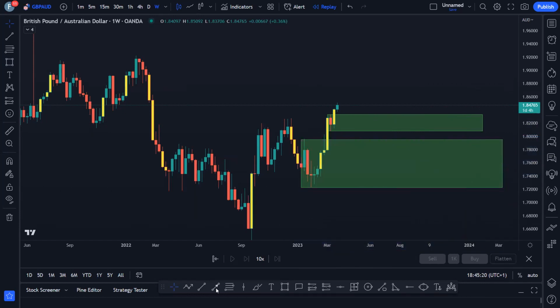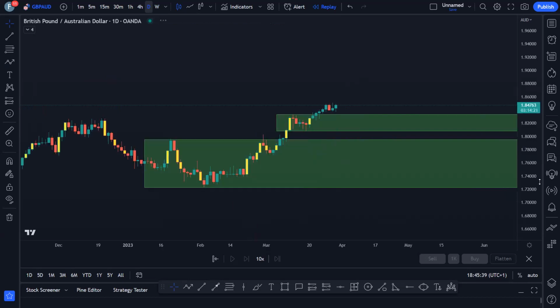So these zones are zones where you can look for buys. Over here, buys here. Can look for buys here. So that's our high time perspective on the weekly. So let's go to the daily chart and find something.